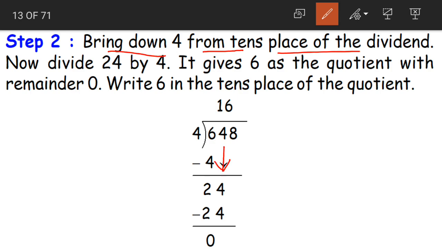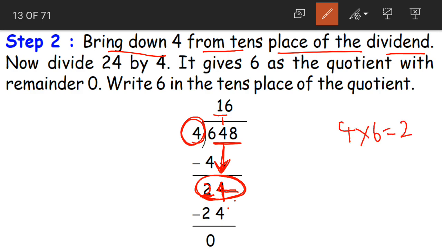Bring down 4 from the tens place of the dividend. Now first we had 2 here. Now we have placed 4 as well. So what do we have now? 24. Yes, now we should divide this 24 by 4. In the 4 table, we know that 4 sixes are 24. Yes or no? So here 6 becomes our quotient.